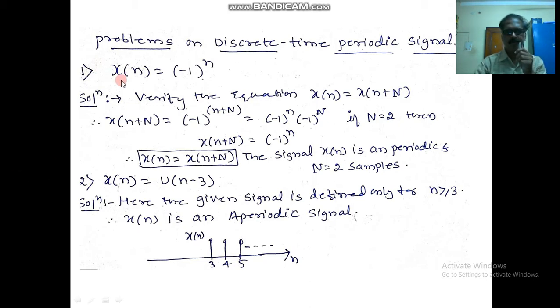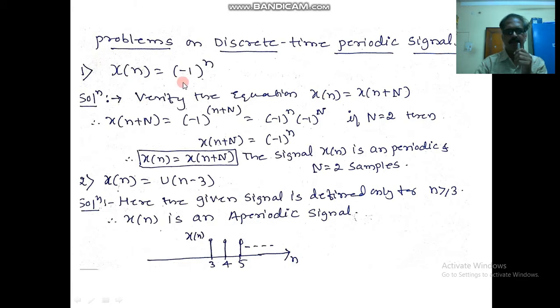The first problem, x of n equal to (-1) to the power of n. For this type of problem we have to check using the equation x of n equal to x of n plus capital N, whether both are equal or not. If both are equal, the given signal is a periodic signal, else it is an aperiodic signal.